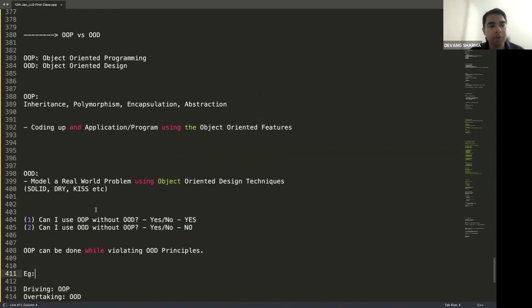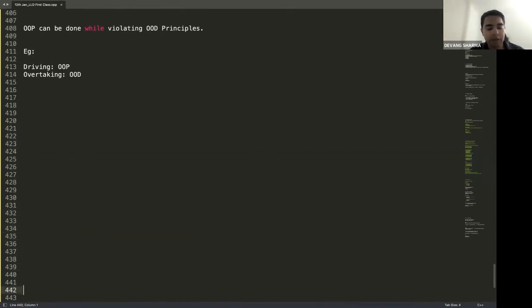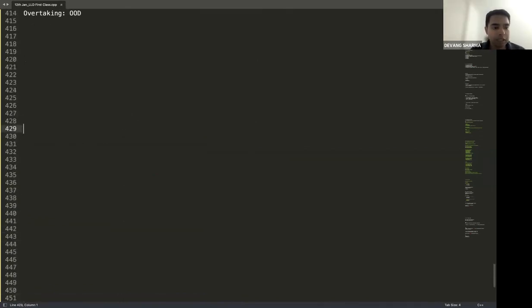Okay, that is the difference between object-oriented programming versus object-oriented design. Now moving to the next part, which we have been waiting for, NVT and others. But before that, let's have a very clear understanding of classes and objects. That's the next part.